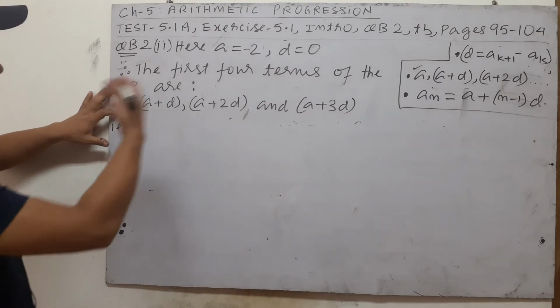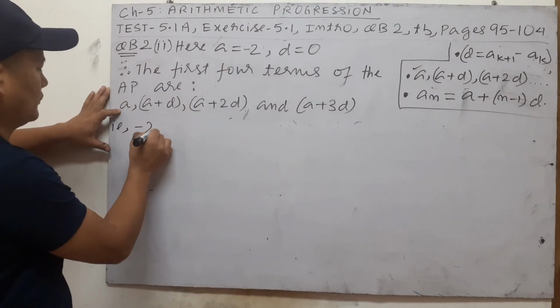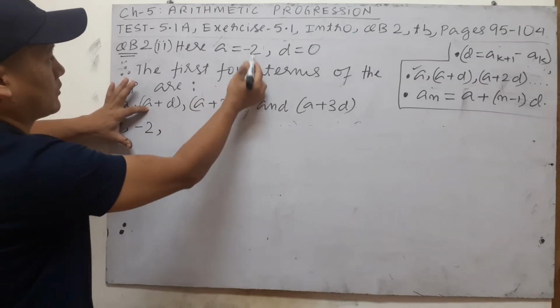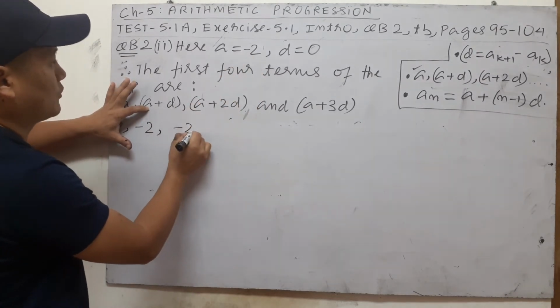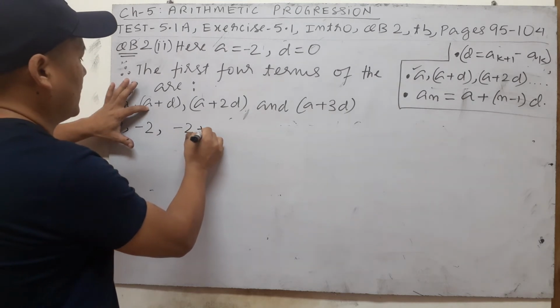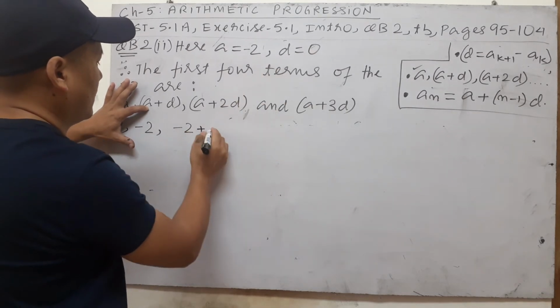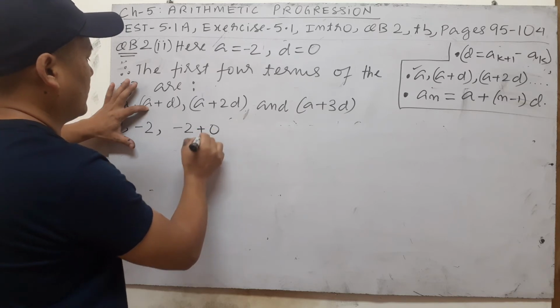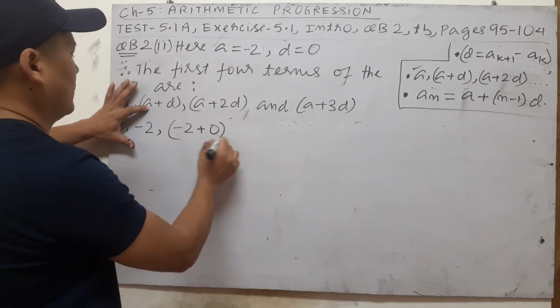So now let's do it together. Write the first term, it is minus 2, and comma. Then a plus d. So a is minus 2 plus d. d is here 0. Okay, so you write 0. Then comma.